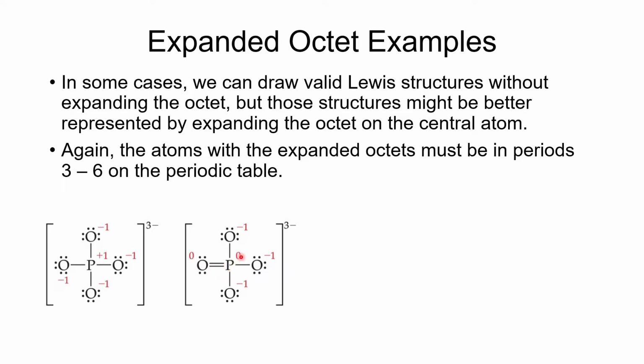It's in period 3, by the way. And we will have 10 electrons around phosphorus. And that turns out to be okay.